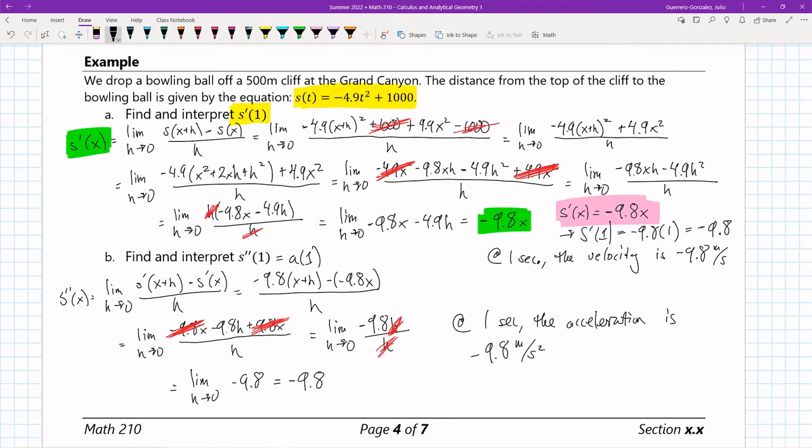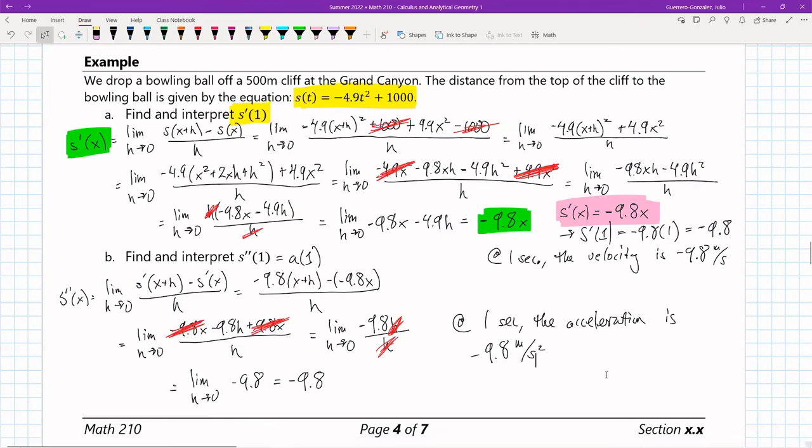This is telling me that the velocity of my bowling ball is changing by 9.8 meters per second every second. So it is falling downward faster. Wild stuff, huh?